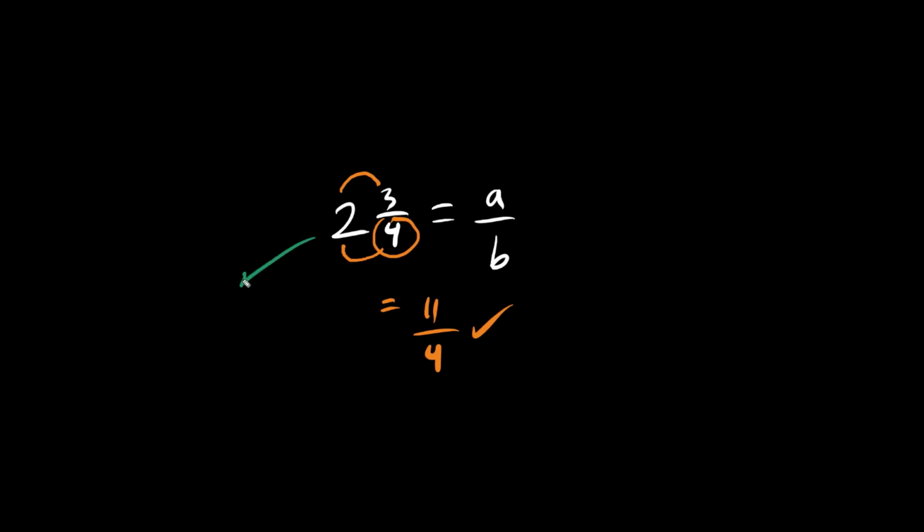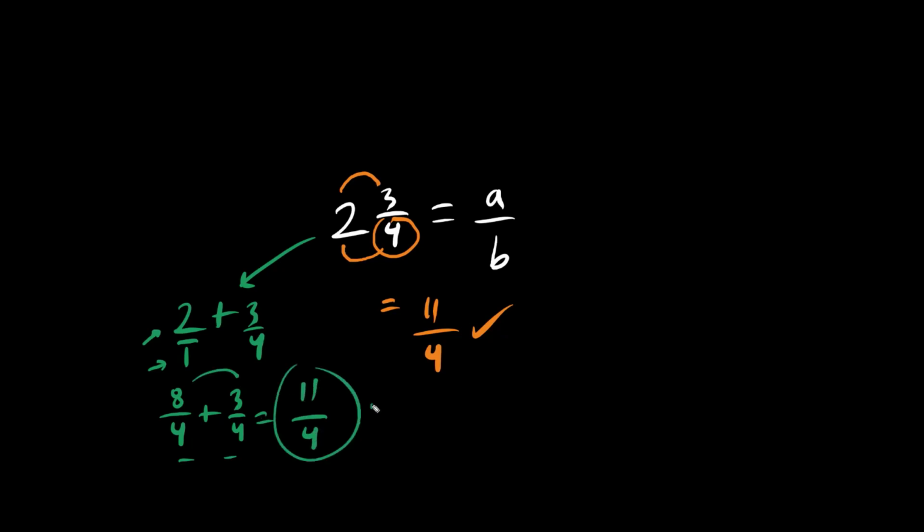Another way of doing this is to actually add 2 plus 3/4. 2 is the same thing as 2 over 1. Multiplying top and bottom by 4, we get 8 over 4, which is the same thing as 2 over 1. And we have 8 over 4 plus 3 over 4. We have a common denominator, so we combine it. 8 plus 3 is 11. So 11 over 4 is the answer.